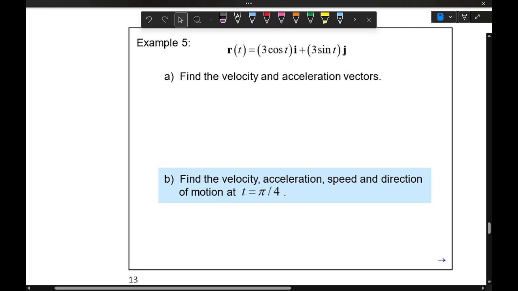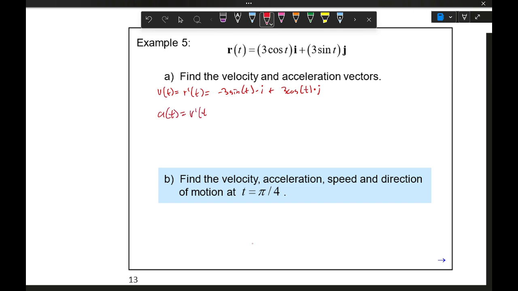So now some examples. To find the velocity and acceleration vectors, you just need to remember that velocity is the derivative of position. And just write it out from there. So that would be -3 sine t times i plus 3 cos t times j. And then acceleration is just the derivative of velocity, which is -3 cos t i minus 3 sine t times j. So those are your velocity and acceleration vectors.